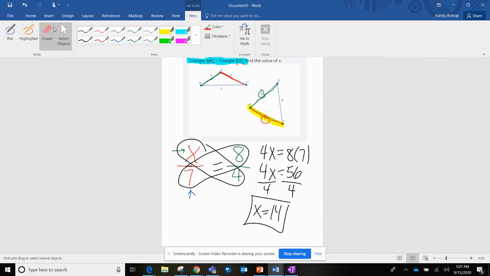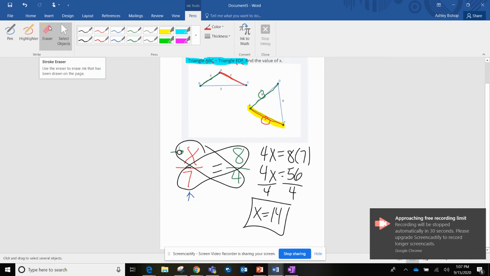So if you have a question at any point, let me know, but use the same exact thought process when you're doing question 8 in your Go Formative. If you need to see this all in one, you can pause it if you would like.